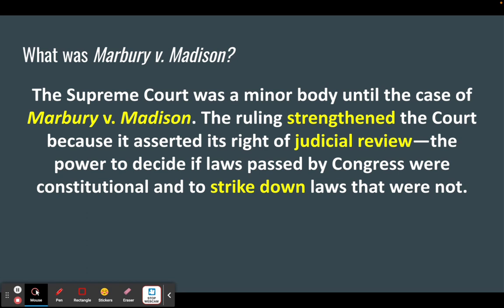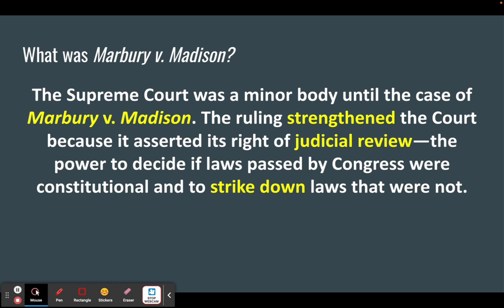He sues to say it's rightfully his. And John Marshall decides that it's the job of the Supreme Court to strike down laws if they are not constitutional. So it strengthens the court.